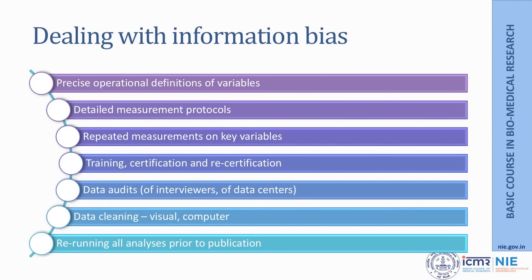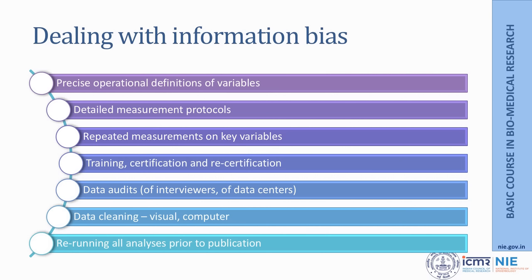Now, how do we deal with information bias? First of all, because we are measuring the exposure variable, the outcome variable, and the other variables, we need to set up precise operational definitions of what we are going to measure and how much it is going to be. We need to have detailed measurement protocols in the way we are going to measure each of these variables.